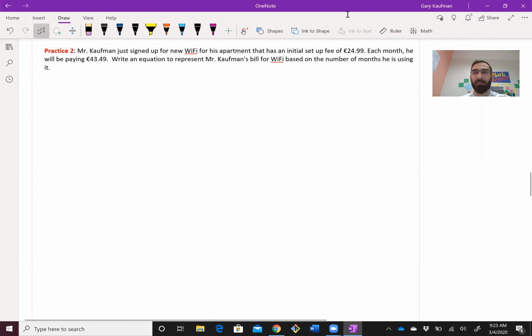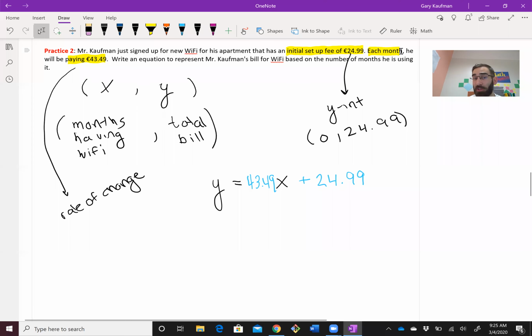So here's practice 2, 6 to 7 minutes. Just like the last one, you were given the slope, the rate of change, and the initial setup fee, which is our y-intercept. So we use slope-intercept form. Now, before we go into practice 2, I want to quickly ask you a question and see how you would do it. Using this, in your notebook, show how you would do it.